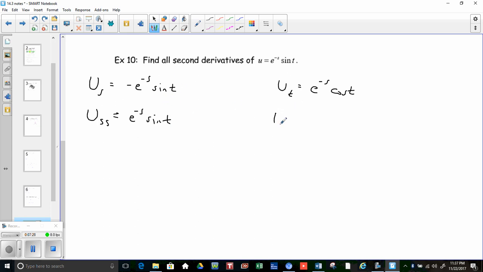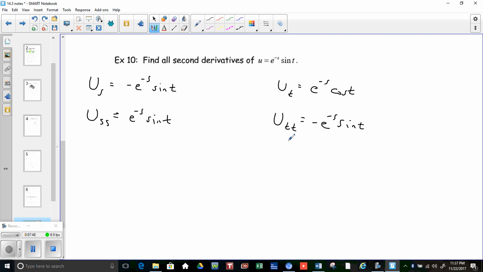Same thing over here. The derivative with respect to t and then t. Again, this is the only thing that changes. The derivative of cosine is negative sine, so we'll throw the negative out in front. And there's our second derivative with respect to t.